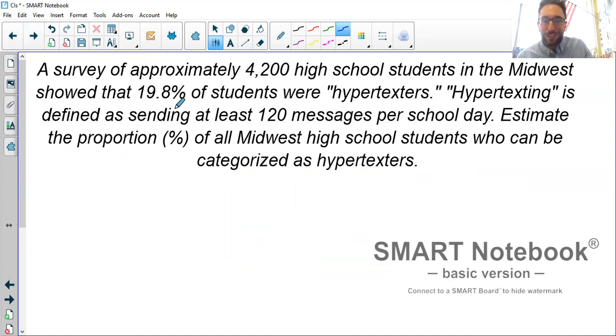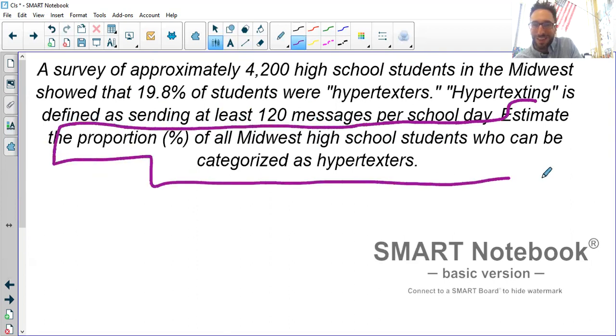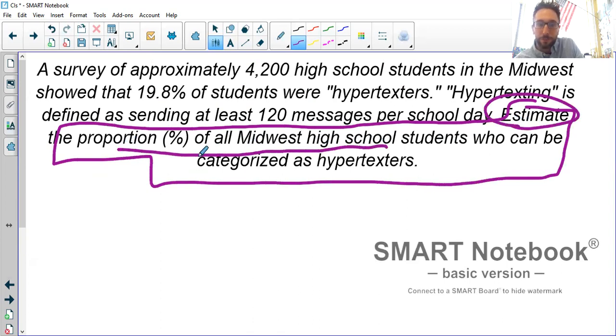I mean, we're probably all hypertexters now. This is kind of old. This asks us to estimate the percent of all Midwest high school students who can be categorized as hypertexters, hopefully based on today's first notes on confidence intervals. The only way we could estimate p, the parameter, this would be a full confidence interval question. But for right now, we just want to be able to define these values, n, p hat, and x. Pause the video and do that.